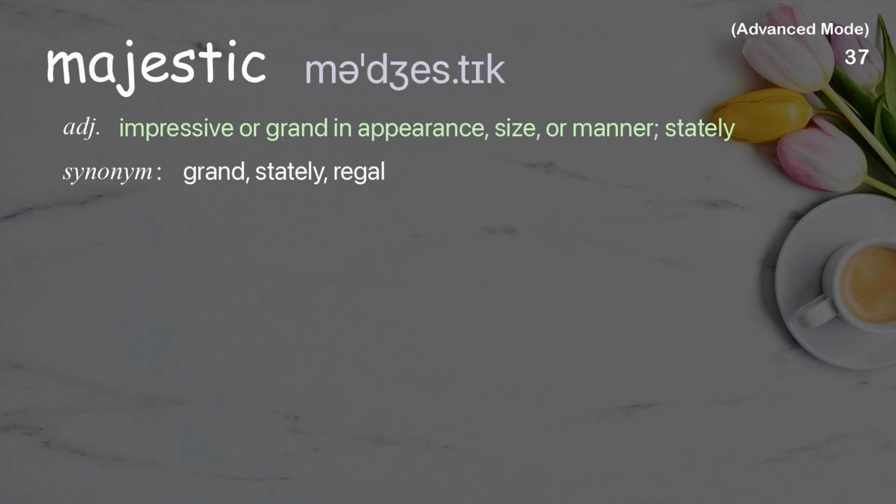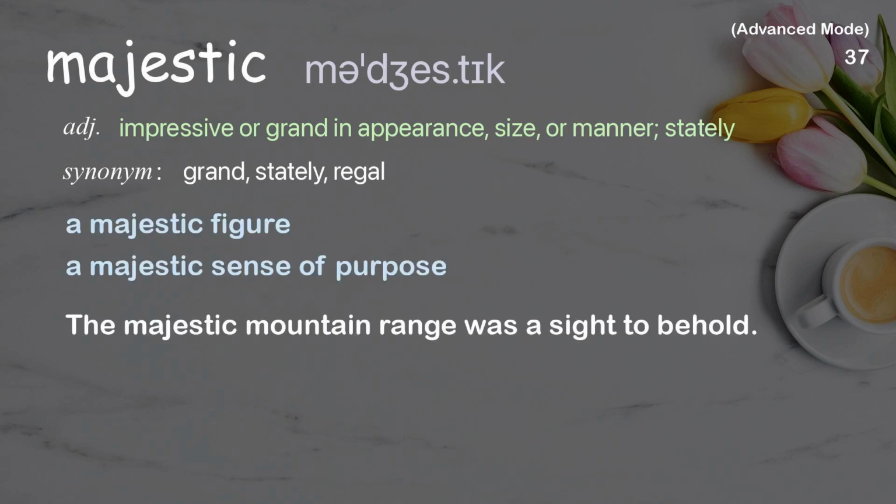Majestic. Impressive or grand in appearance, size, or manner, stately. Examples: A majestic figure. A majestic sense of purpose. The majestic mountain range was a sight to behold.